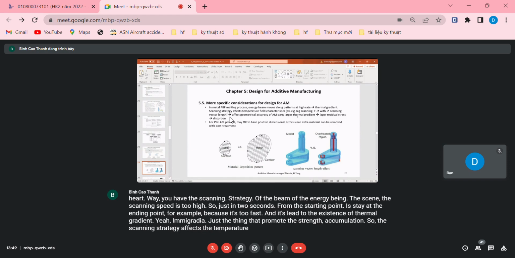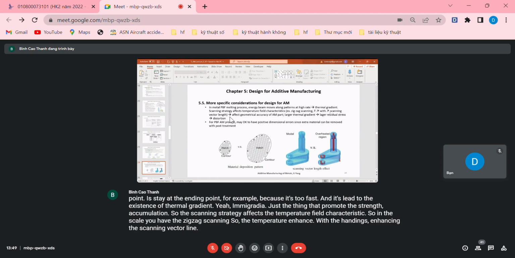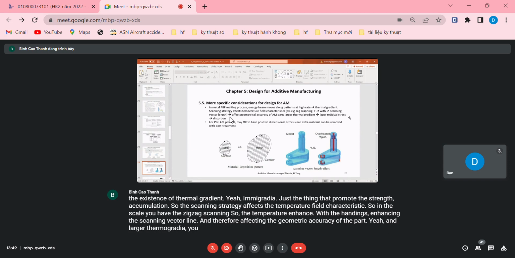So the scanning strategy affects the temperature field characteristic. In this case, you have the zigzag scanning. The temperature increases with increasing the scanning vector length and therefore affects the geometrical accuracy of the part. And with a larger thermal gradient, you accumulate larger residual stress and this leads to distortion.